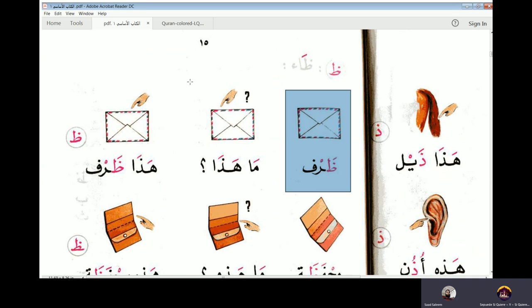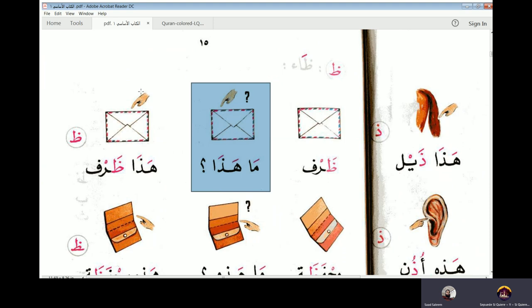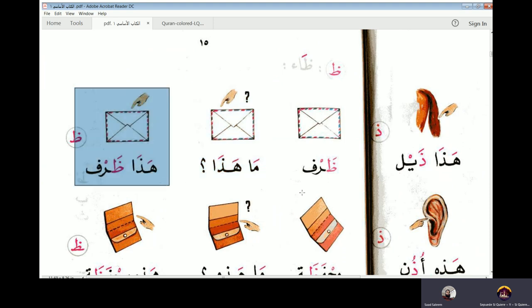Zarfun. Zarfun is male? Envelope. But we had envelope here, and it was also zarfun. Oh, okay. The picture was different. Okay. Zarfun. Ma hadha? Hadha zarfun. This is an envelope.